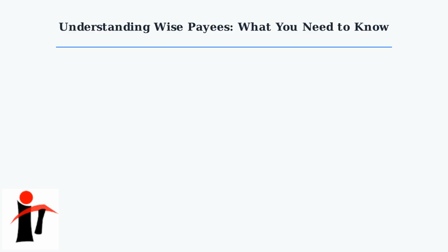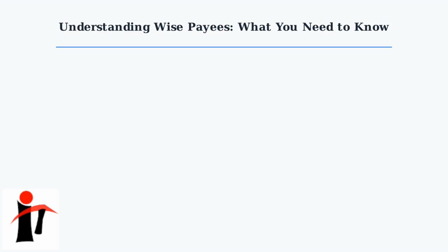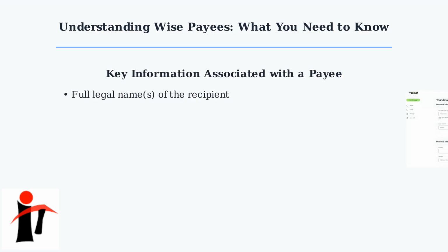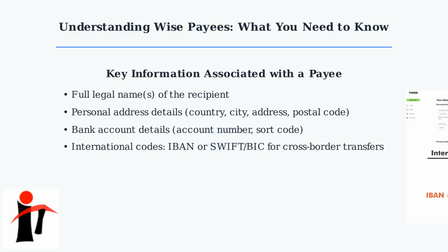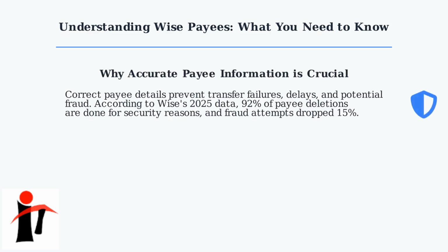Understanding what constitutes a payee and why accurate information matters is key to secure and efficient money transfers. In your Wise account, payees appear in your dashboard as saved recipients for transfers, making it convenient to send money repeatedly without re-entering details each time. Every payee in Wise requires specific information to ensure transfers go through securely. This includes the recipient's full legal name, their complete address, bank account details, and for international transfers, standardized codes like IBAN or SWIFT.